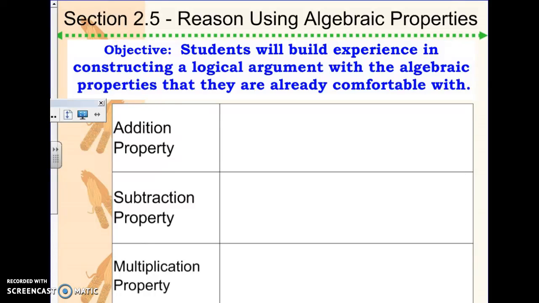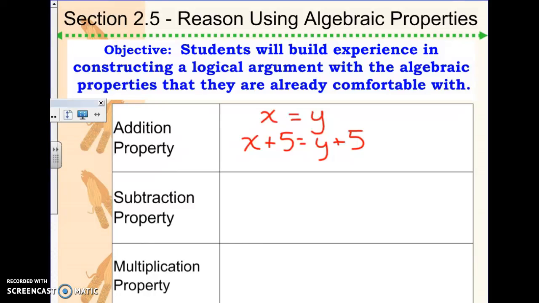But we're just going to make sure that we know all the names for them, because we have to justify every step that we take. And we need to be able to say what it is that we did. So, for instance, the addition property looks like this. If I know that two things are equal, then if I add the same number to both of them, like, say, x plus 5 is also going to be equal to y plus 5.